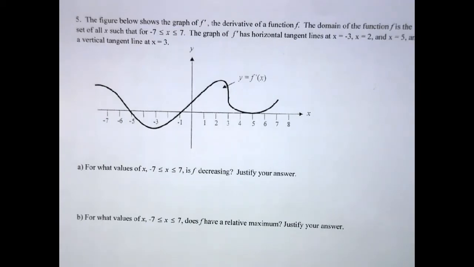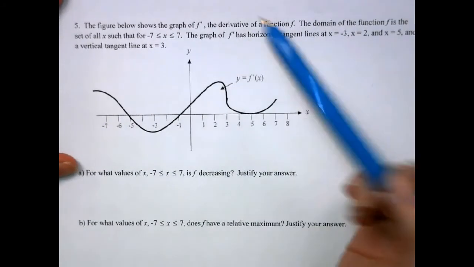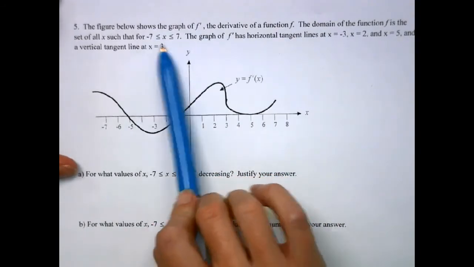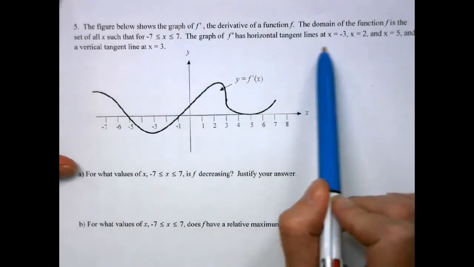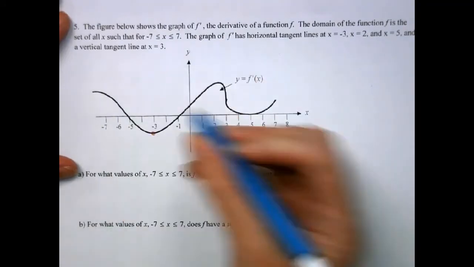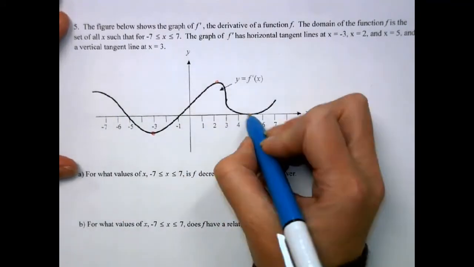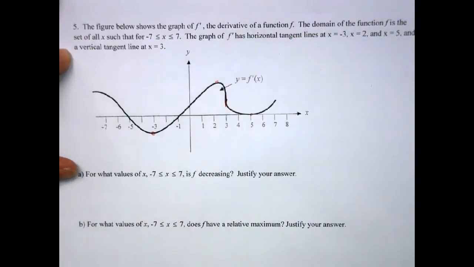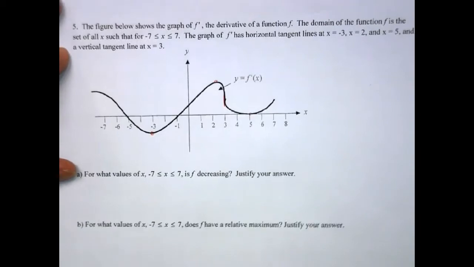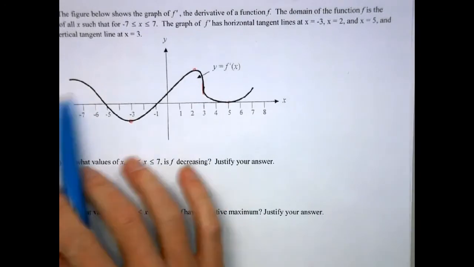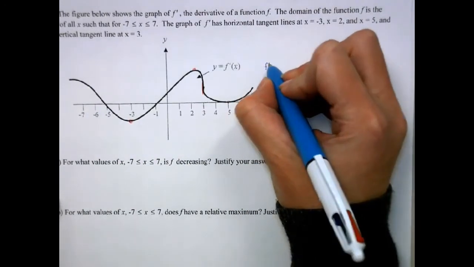The next question here is our classic: given the graph of f prime. So we're given different information. Our endpoints are -7 and 7. We have horizontal tangent lines at -3, 2, and 5, and interestingly enough, a vertical tangent line at 3. Okay, so I know I'm going to be answering a whole bunch of questions, so my first suggestion is just turn this into our number lines.